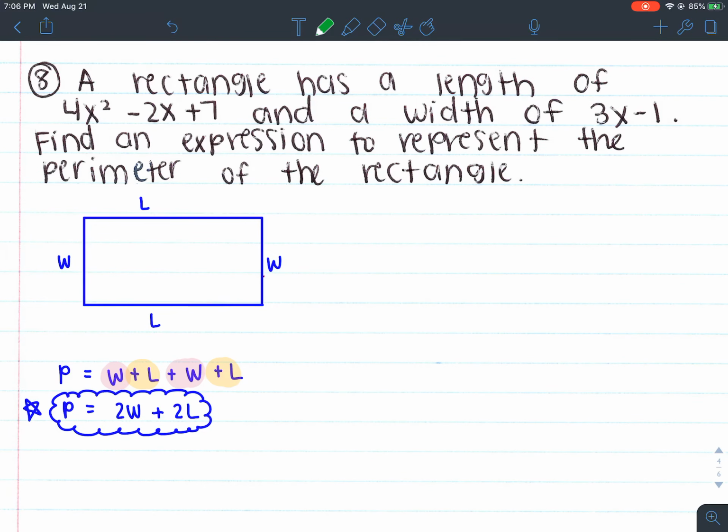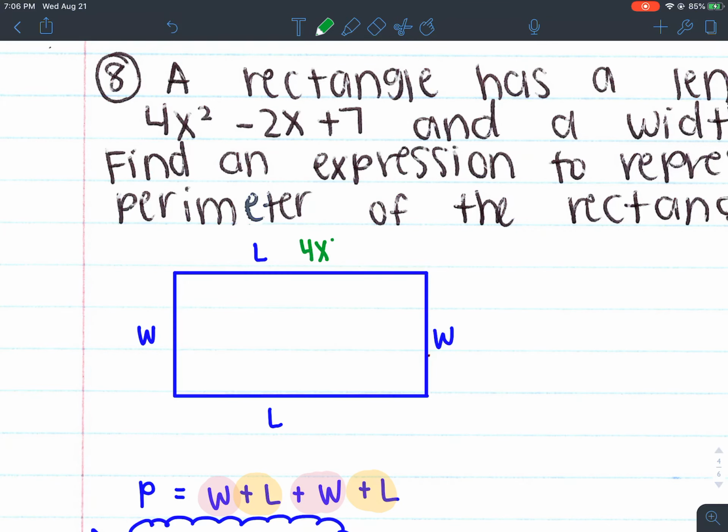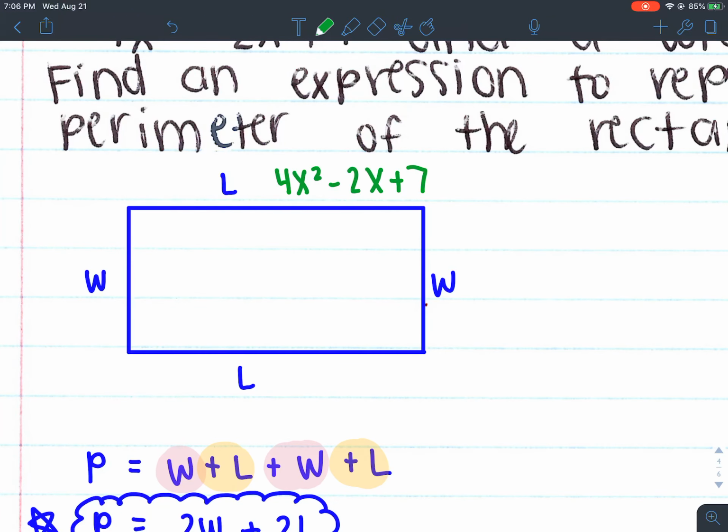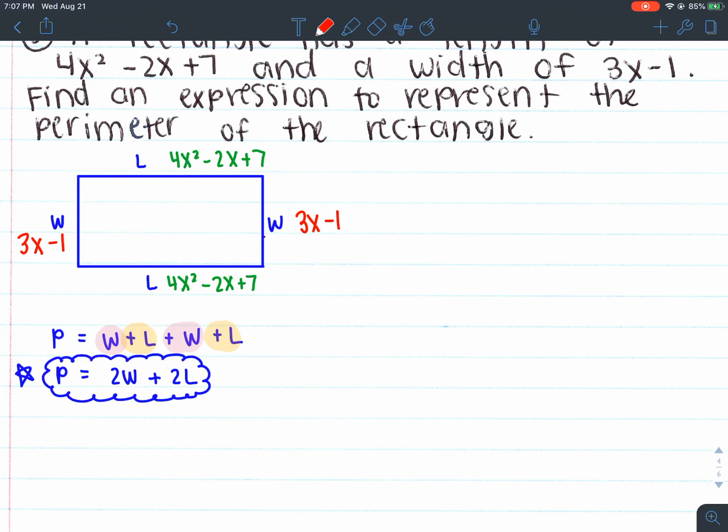Okay, well, what do we know? We know the length is 4x squared minus 2x plus 7. So 4x squared minus 2x plus 7 is my length, which also means that it's the length down here, because remember, rectangles have the same lengths and same widths as the other side. And the width is 3x minus 1. Those are our length and width.